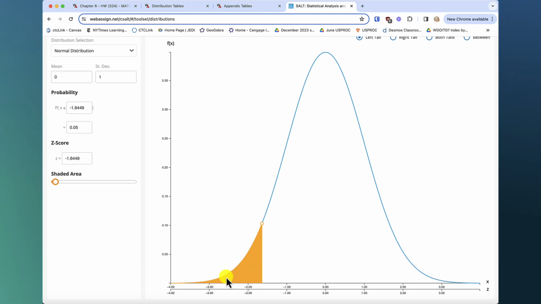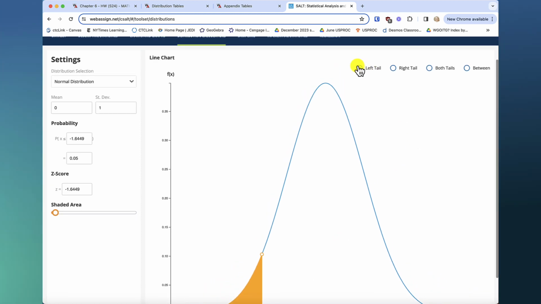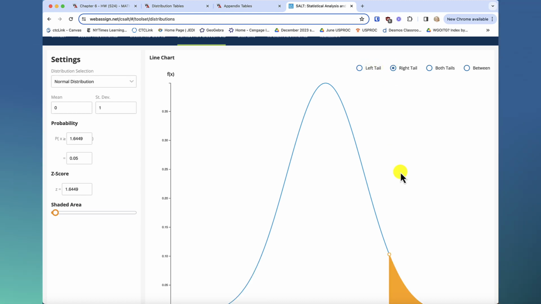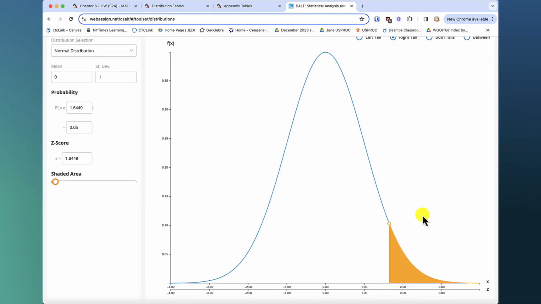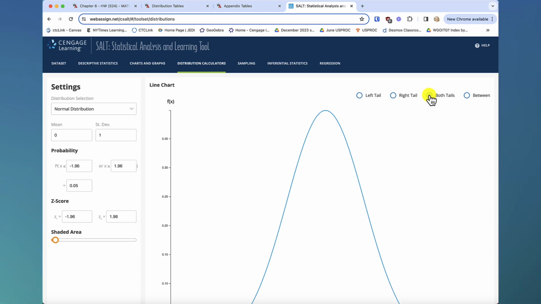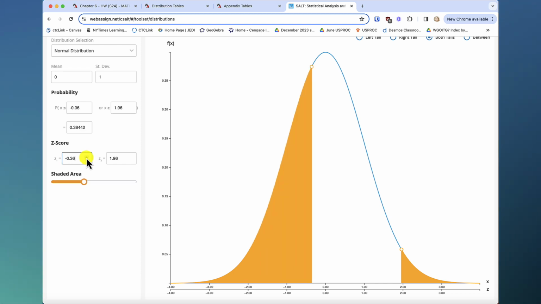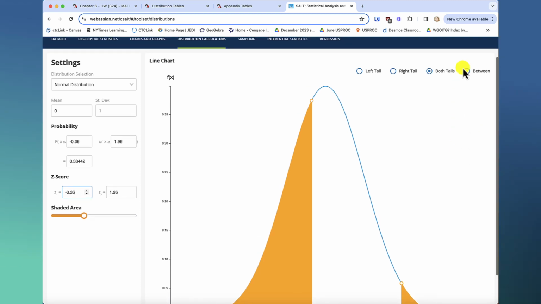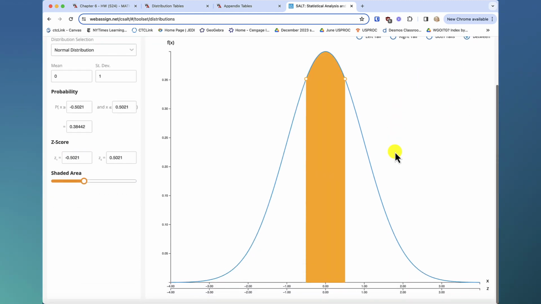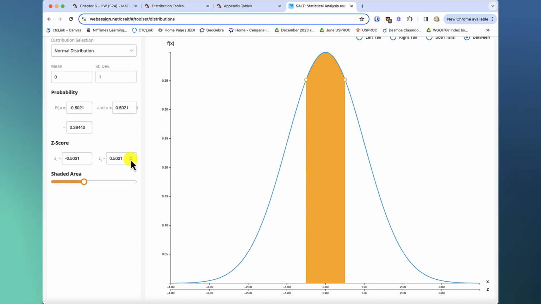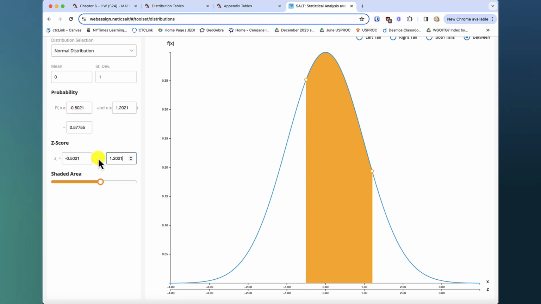Here's an area that's shaded to the left, but if we choose a different button, we can find an area that's shaded to the right, or we can choose two shaded areas, and these areas can be the same size or they can be different. You can change the z-scores there, or we can find an area between two values. Again, we can edit these numbers here to be as big or small as we need them to be. You can also change the x values, not just the z values.